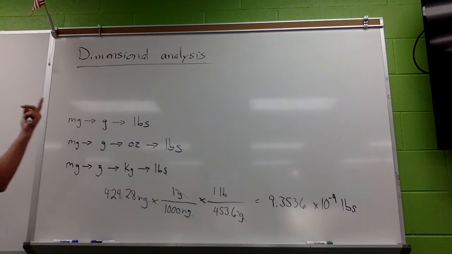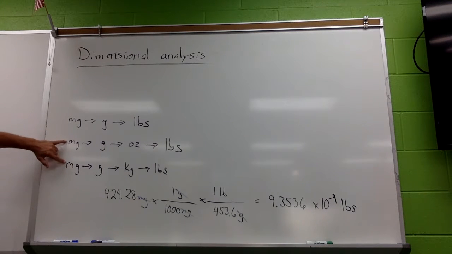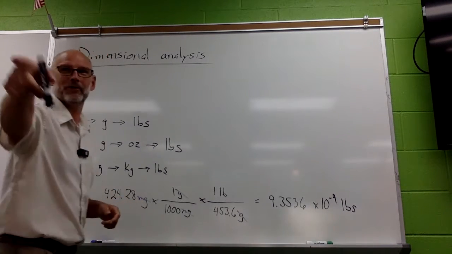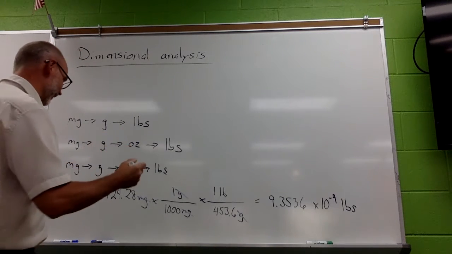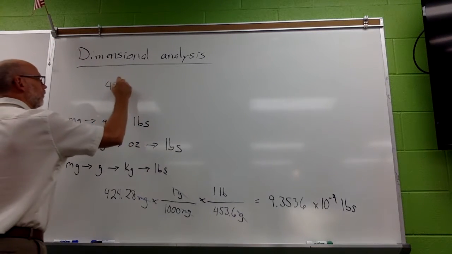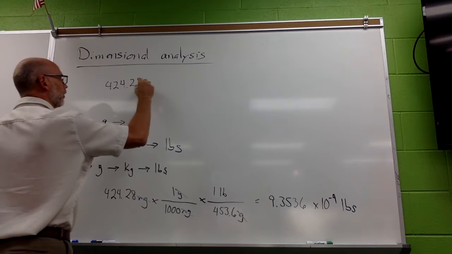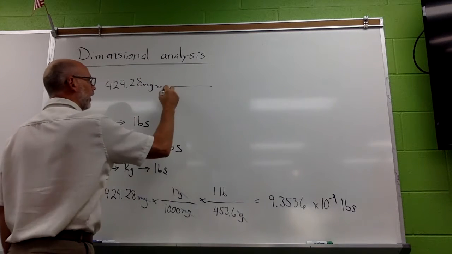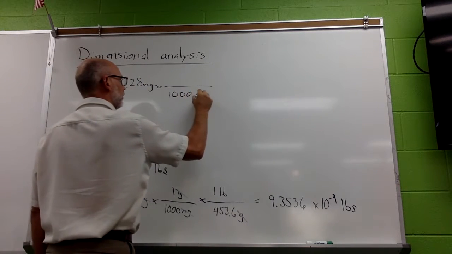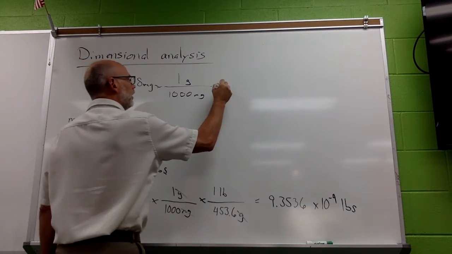Oh, wait. Let's pick another one just for fun. I don't care which one. You with the yellow pencil. Which one do you want to do? Top or bottom? Yeah. Top. Ooh, this is yours, isn't it? All right, here we go. So 424.28 milligrams. We're going to start the same, 1,000 milligrams per gram.